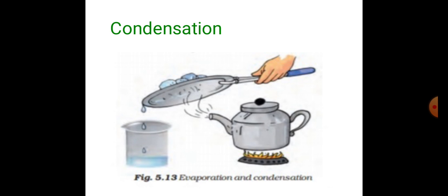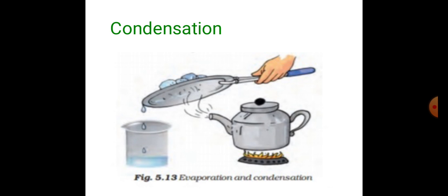This process of changing vapor into its liquid state on cooling is called condensation. I repeat myself, the process of changing vapor into its liquid state on cooling is called condensation. So whenever we get steam or vapor, in the next stage we have to cool it and condense it and get a liquid, that is called condensation.